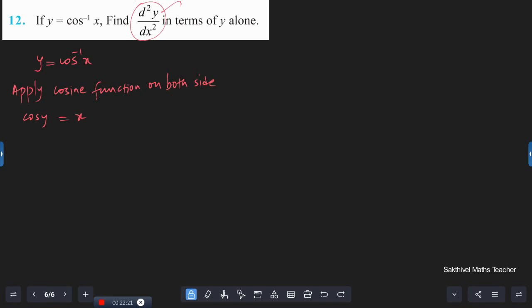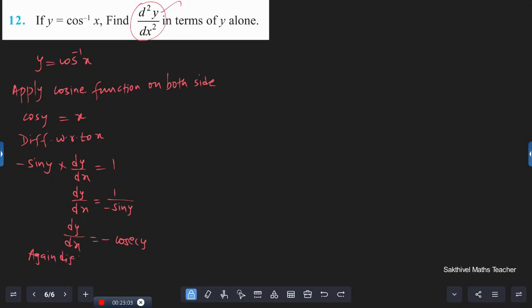x will be 1. Now you differentiate with respect to x on both sides. Cos when I differentiate, minus sin y. y when I differentiate with respect to x, dy divided by dx. x I differentiate with respect to x, it will be 1. Then I need dy divided by dx now. The minus sign is in multiplication. When you send it to the opposite side, divide by minus sin y. What do you say? 1 by sin, what do you say? Cosecant y.